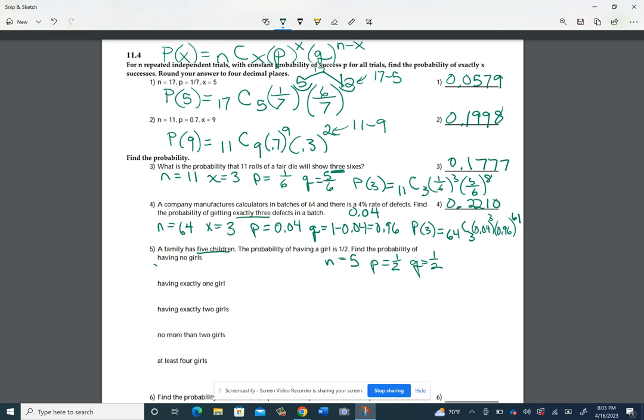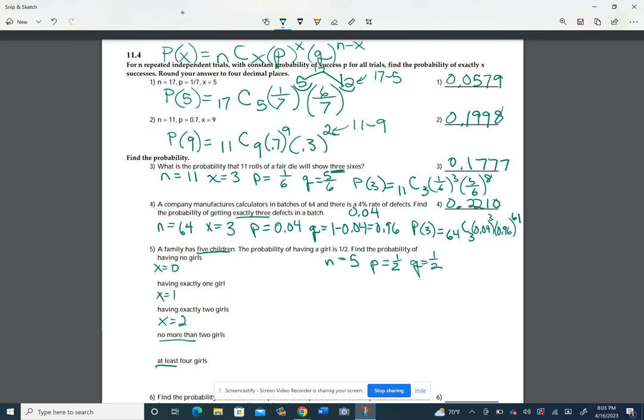Having no girls would be X being 0. Exactly 1 girl, X would equal 1. Exactly 2 girls, X would equal 2. When we get to no more than 2 and at least 4, those are going to involve multiple uses of the formula. So I'm not going to take time to put the answers. They're on the answer sheet. Let's go ahead and just set all of these up.